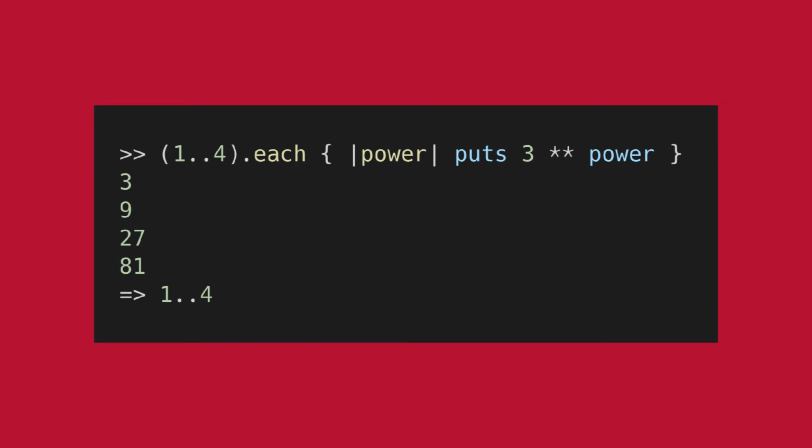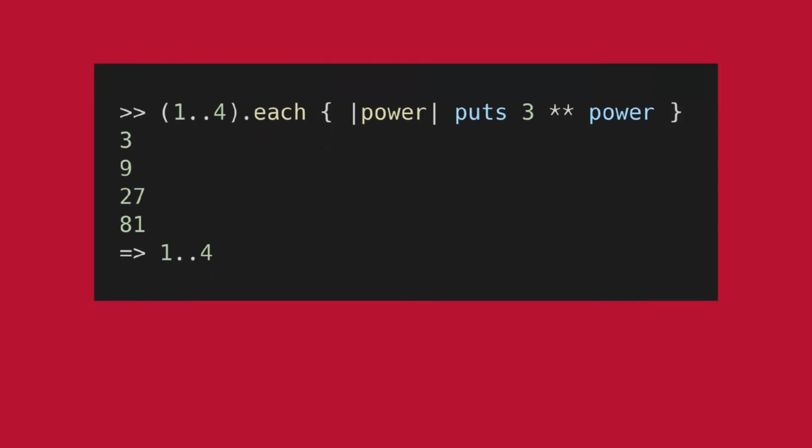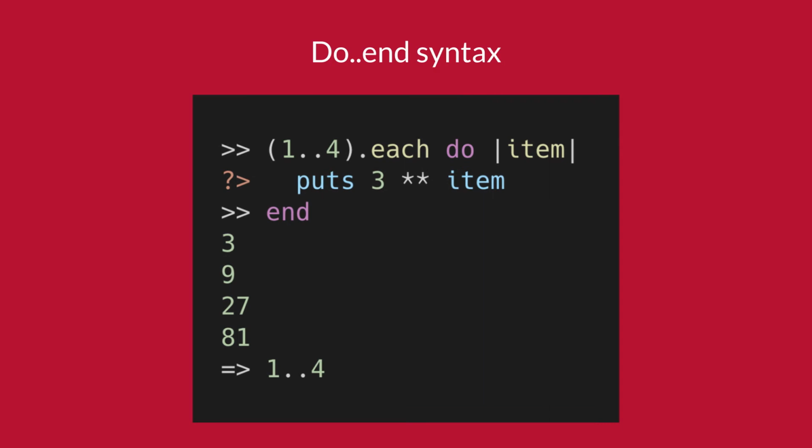Now the power variable in that example, with the vertical bars around it, is known as a block variable. You also noticed in the example that we used curly braces around the block. So we define the block with an open curly brace and then a close. You can also use another syntax known as the do-end syntax. That also indicates a block where do is the start and end is obviously the end. We can rewrite the same code we had before using do-end instead of the curly braces.